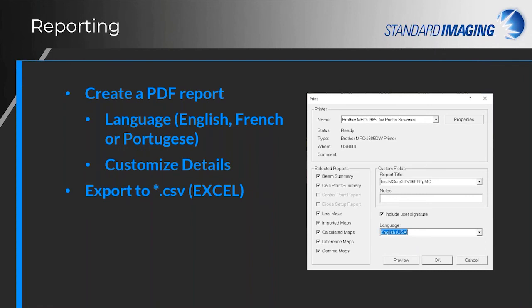So once one's completed their analysis in IMSure for any of the 4 modules, then the next step, of course, is reporting. IMSure can create a PDF report, and it can be in English, French, or Portuguese, and one can customize the details of what's contained in the report. For example, the beam summary, the calc point summary, if you like the gamma maps and the different maps you've imported. As well, you can export to a CSV file for Excel if you'd like to export all of your calc points for further analysis.